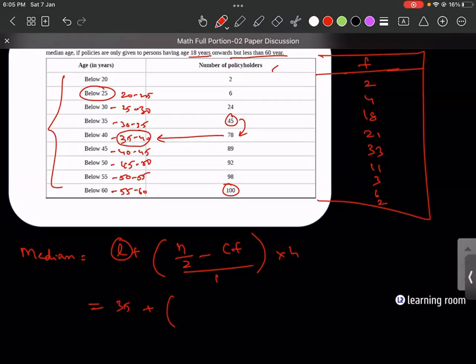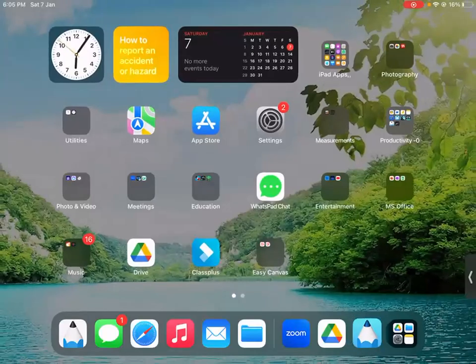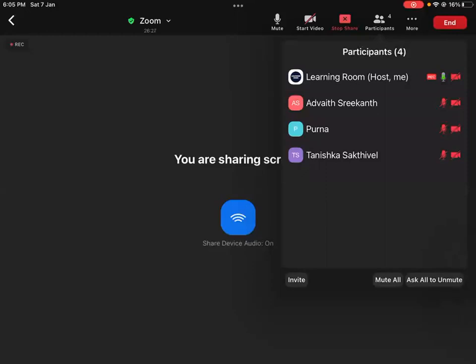Advait, I hope you're clear. And Purna. Please give me a confirmation. Are you guys clear or not? Advait and Purna, are you guys clear? Yes, sir. Okay.